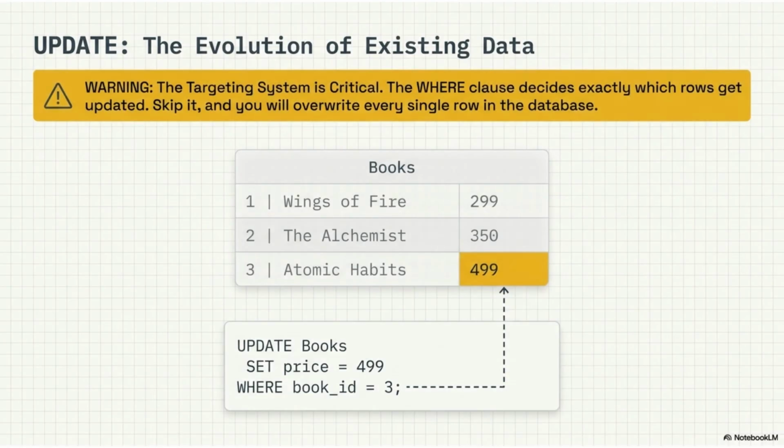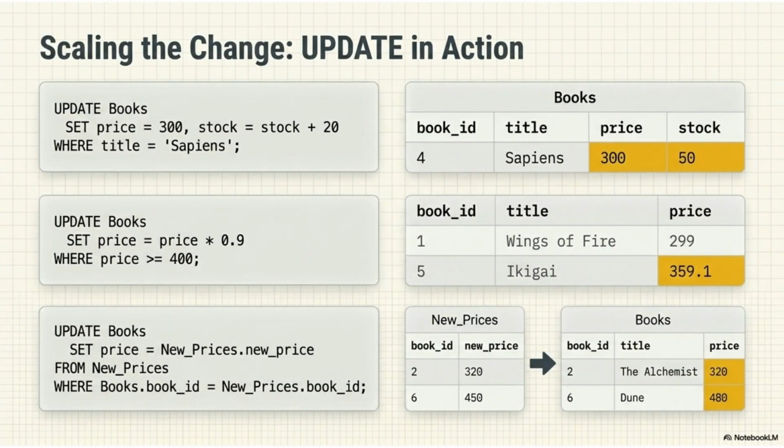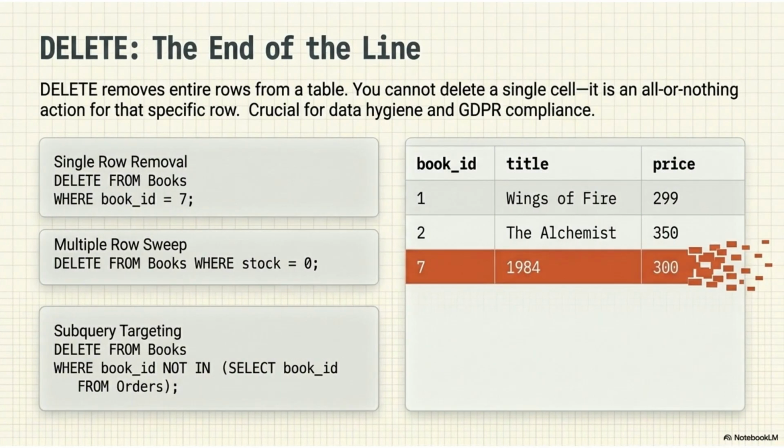The update command modifies existing data. A critical warning: always use a where clause to target the specific rows you want to change. Otherwise, you risk overriding every row in your database. You can scale updates to handle complex tasks, such as incrementing values, applying mathematical changes, or even syncing data from another table entirely.